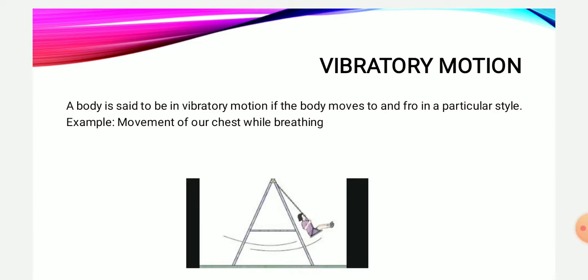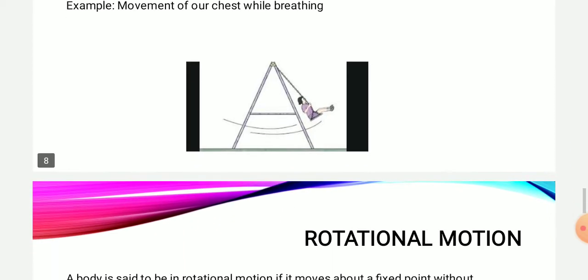Another example is the strings of the guitar or sitar. When we stretch the strings of the guitar, they come back to their original position in the same particular time. So that is also vibratory motion, which is a type of periodic motion.